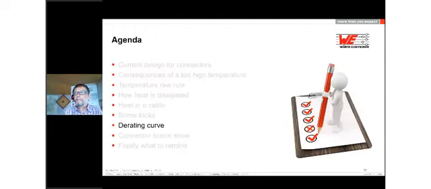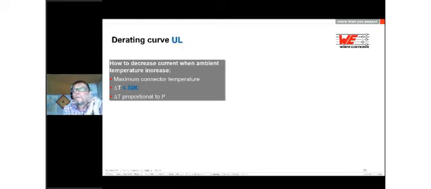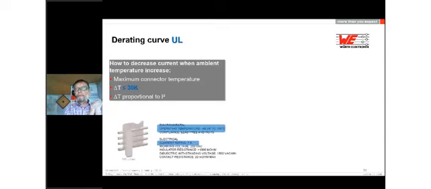So the last point is the derating curve. There are two derating curves, one for UL and one for VDE. I think the UL is the more interesting for you today. So how can I decrease the current when ambient temperature increases? We have to respect the maximum connector temperature, the 30 Kelvin, and the I-square rule. So I give you an example of this connector here, a wire-to-board connector with 3.96 millimeter pitch. It has an operating temperature from -40 up to 105 degrees, and we have a current rating of around 7 amps.